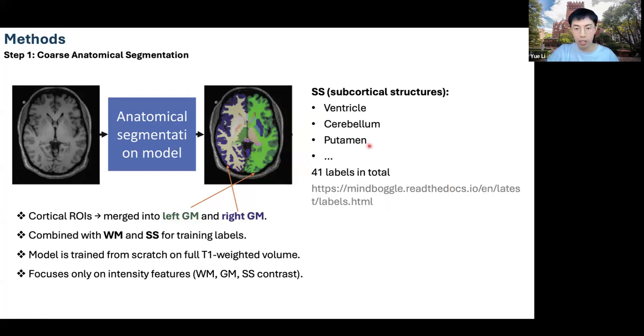These structures have clear intensity difference with surrounding tissue so that they can be segmented by the deep learning model directly. And this step is pretty straightforward, just one network. So it's fast and easy to train. And the output is a kind of raw segmentation that already covers the entire brain.